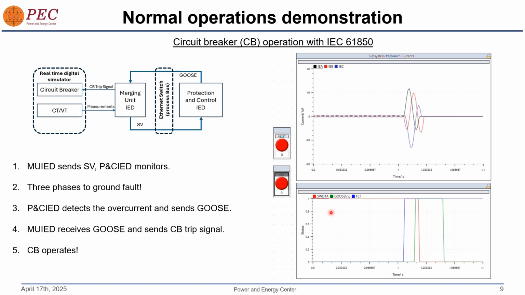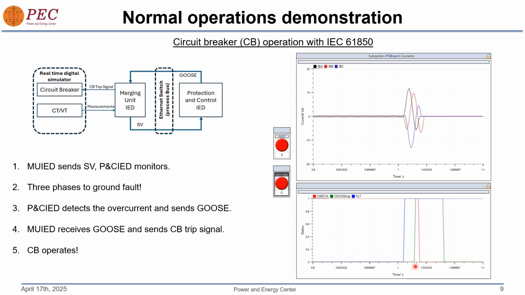So what happens initially is this: in the blue line you can see the fault signal, and after the fault signal there is a slight delay between the fault signal and the goose trip signal. This delay is actually the time taken by the protection and control IED to detect the fault with the use of the received SV, and this delay we found as an average value of 13 milliseconds.